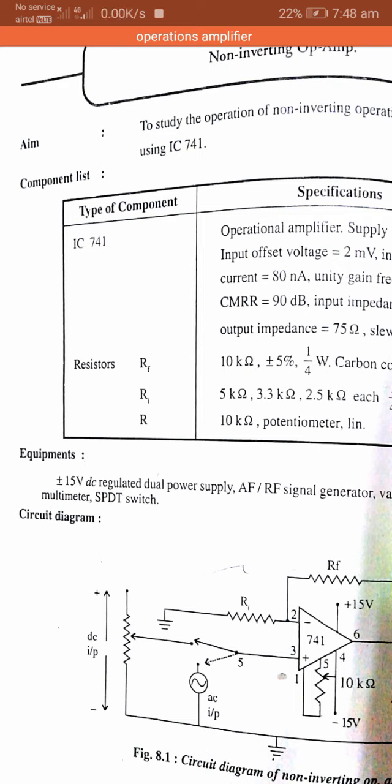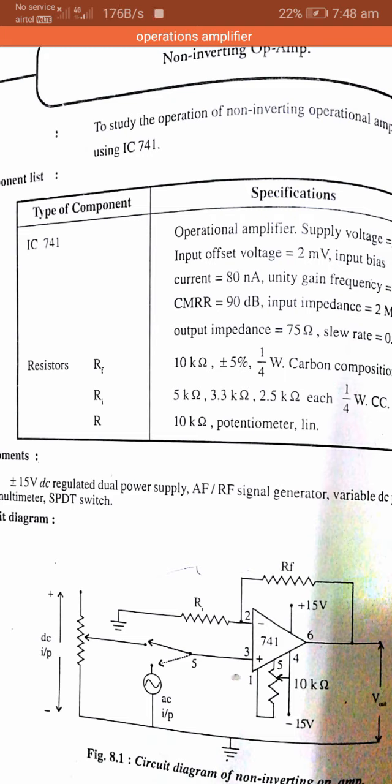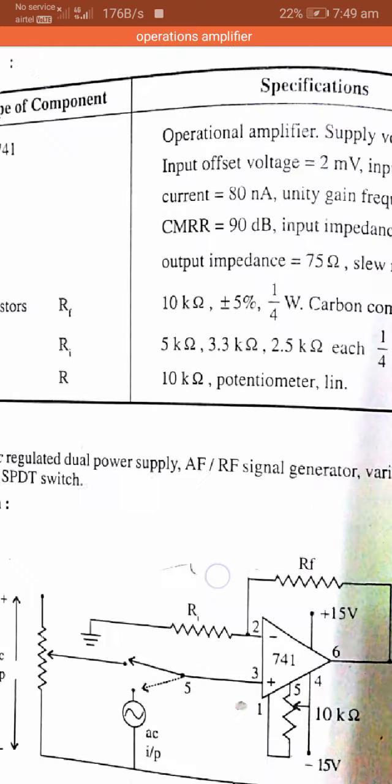Resistors required for this operational amplifier circuit: RF means feedback resistance connected across the circuit, 10 kilo ohm, quarter watt carbon composition resistor required. RI means input resistance connected across the circuit, 5 kilo ohms, quarter watt carbon composition.